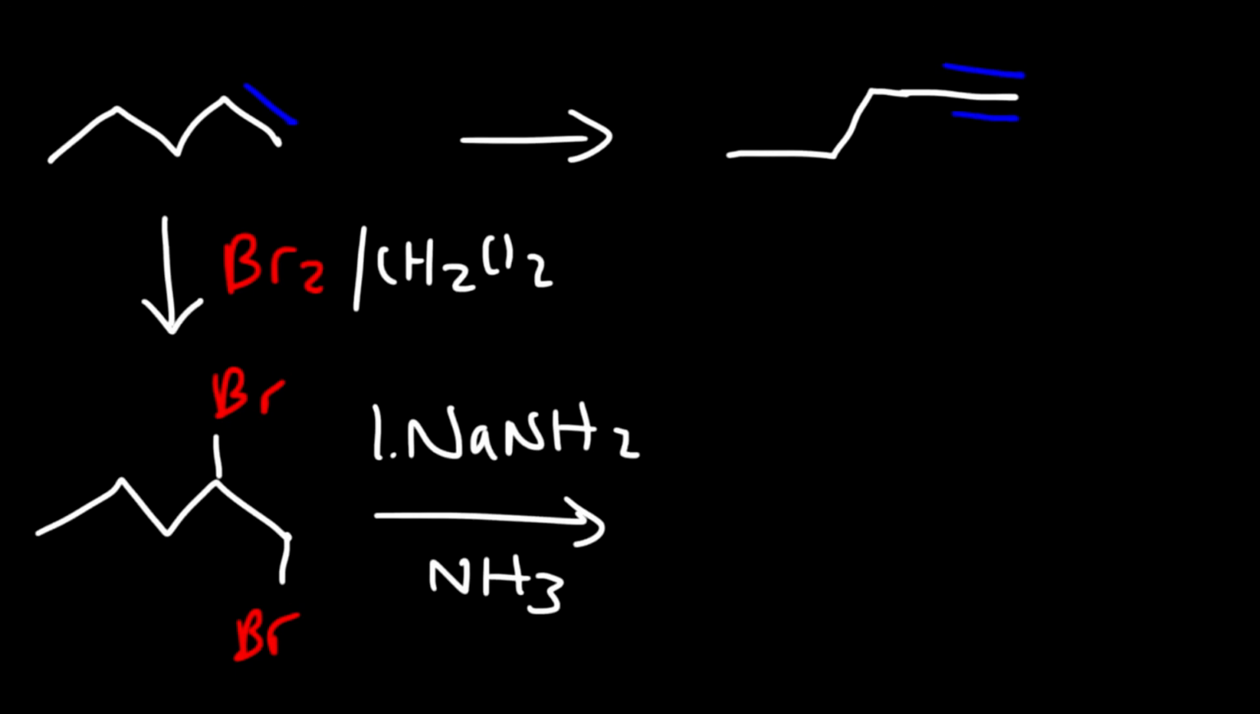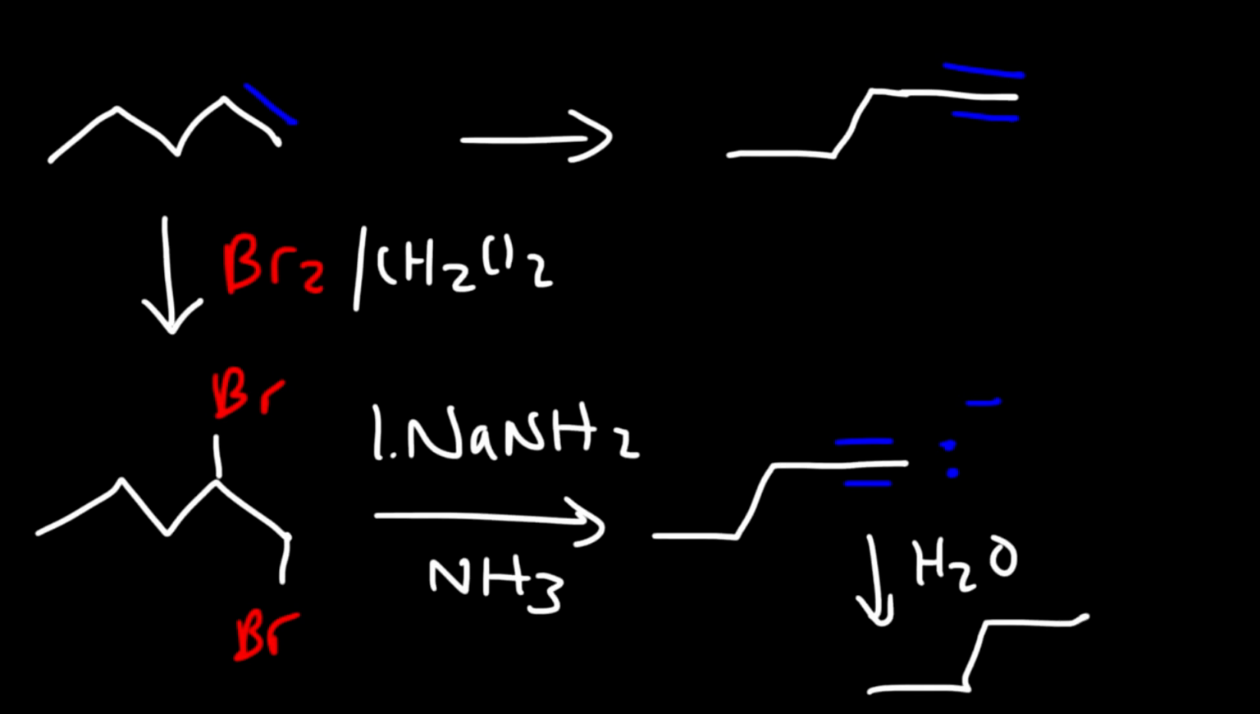So that's a 5-carbon alkyne. But at this point, the alkyne will have a negative charge. So to finish it, I need to add water. And once I do that, then the alkyne will have the hydrogen. It will be protonated. So I would have this molecule.